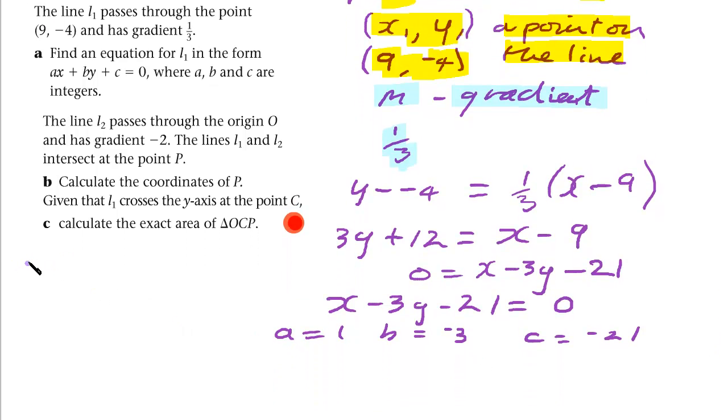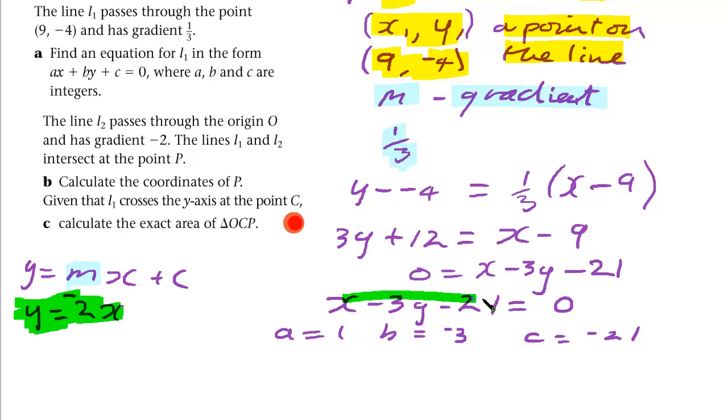Because remember, y equals mx plus c. m is the gradient, and c is where it crosses the y-axis. In our case, we're told it goes through the origin, so c is going to be 0. It crosses the y-axis at 0. So y will equal minus 2x. What we have, therefore, are two simultaneous equations to be solved. We have this one, and we're going to combine it with this equation here, and solve them to find out where they cross.